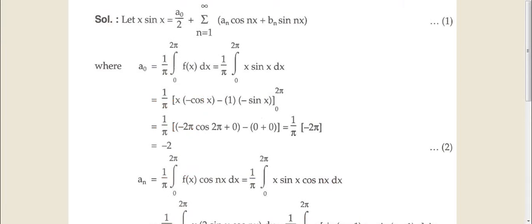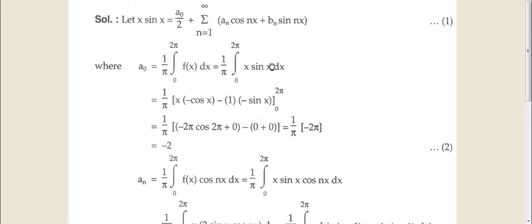Let's start. First equation is the standard Fourier series equation. Let this function equal a0/2 plus summation, and so on. You can read this. This is a normal equation. Now we have to find a0, an and bn. So a0 is again the standard equation: a0 = (1/π) ∫ from 0 to 2π of f(x) dx. You just put x sin x dx over here and then integrate.